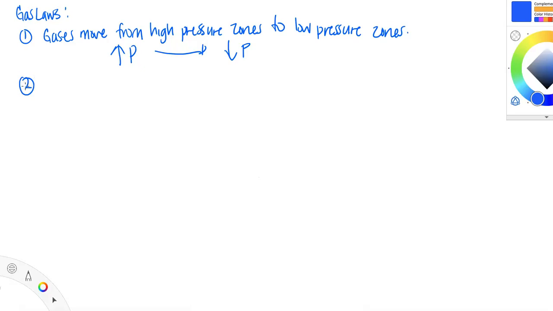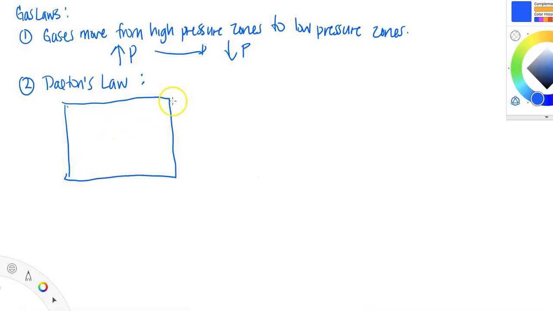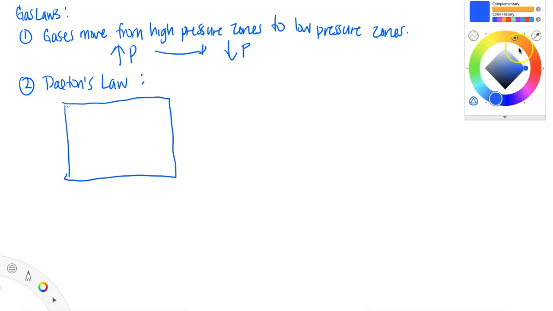All right, the second thing, or the second law, is a law named after a guy named Dalton. So Dalton's law. And if we're looking at a gas, so let's just say we have a gas in this space, in this box. And gas, like air, has different things in it. There are different gases here.